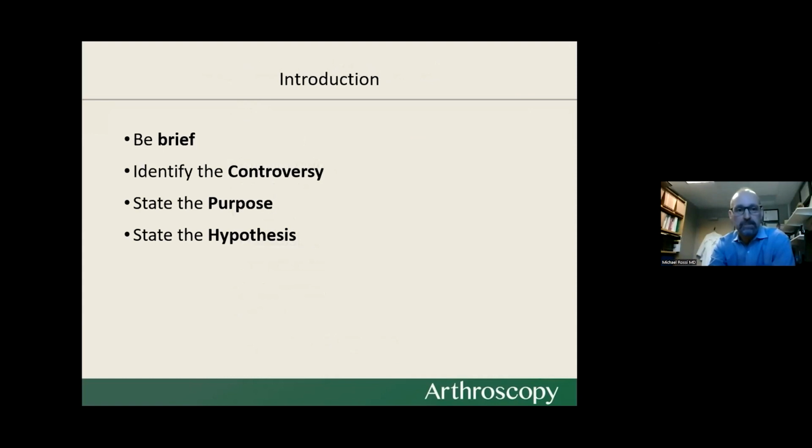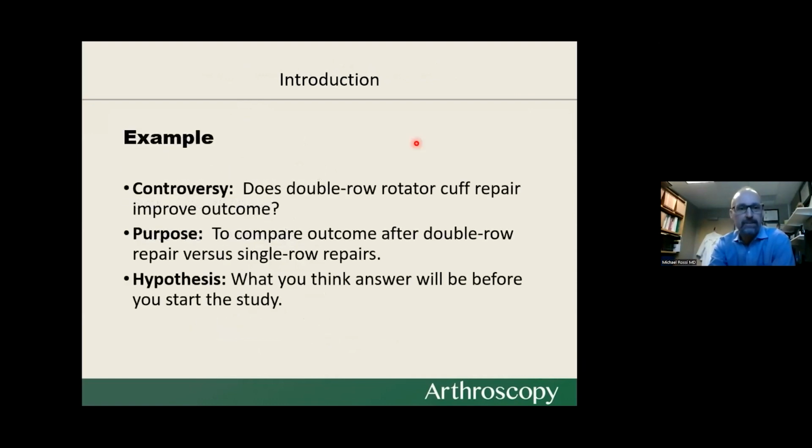First, the introduction must be brief. It should identify a very specific controversy, as Dr. Washer stated. It should state the purpose. It should state a very specific hypothesis and really nothing else. Let's give an example for the introduction. A controversy can be, does double row rotator cuff repair improve outcome? A purpose may be to compare outcome after double row repair versus single row repair. And the hypothesis should be what the authors think the answer will be before the study is started. And that can be in the form of a null hypothesis.